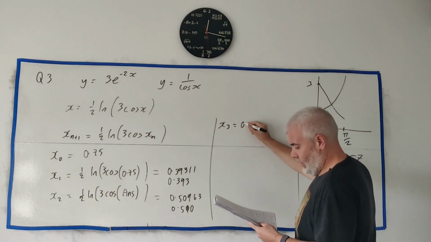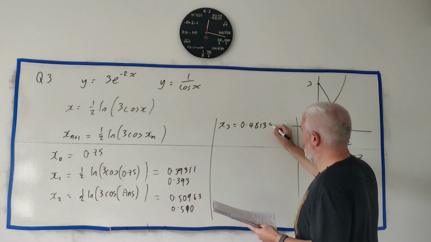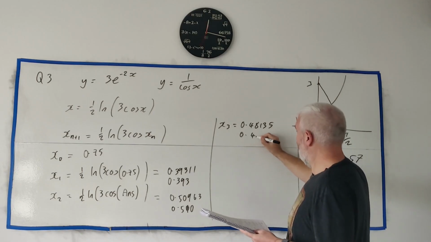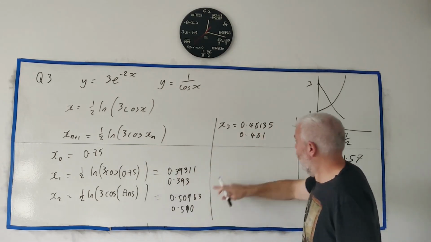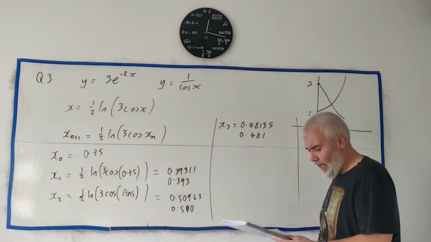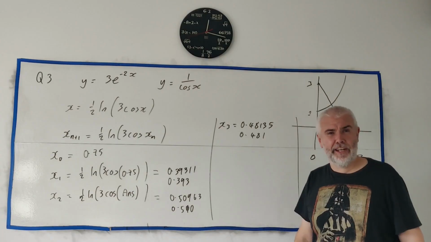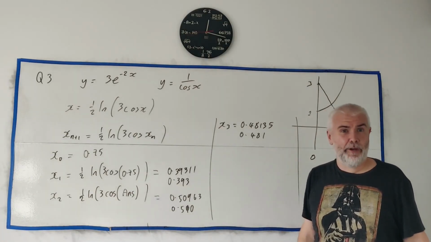So in this case I get 0.48135, which is 0.481. These aren't repeating yet, they're in fact miles off each other. So I just have to keep going. You know what, let me write out all the numbers I got, and then I'll talk about what we found.